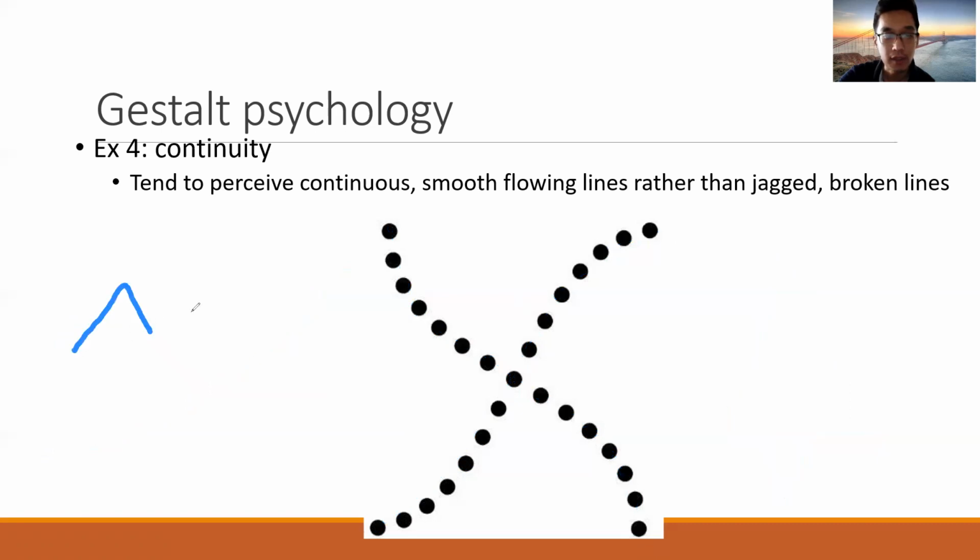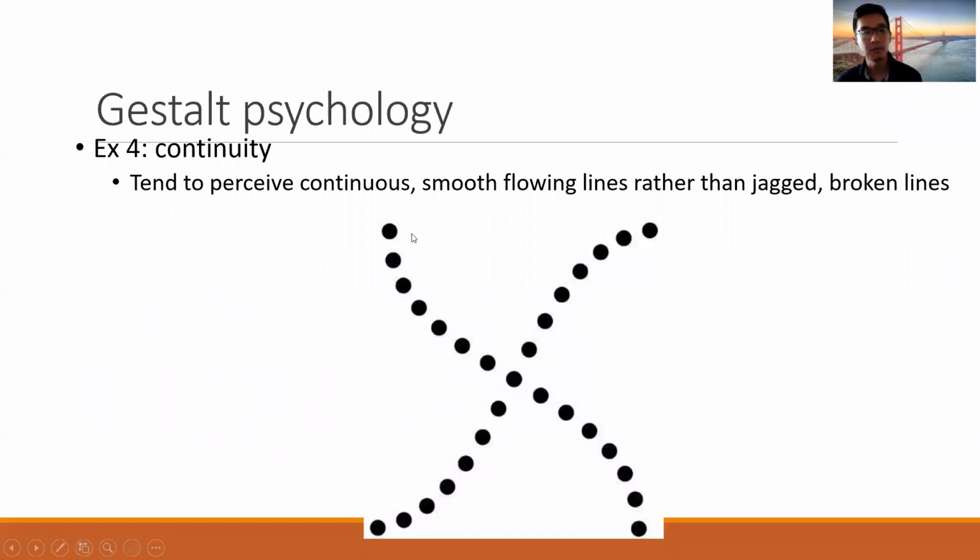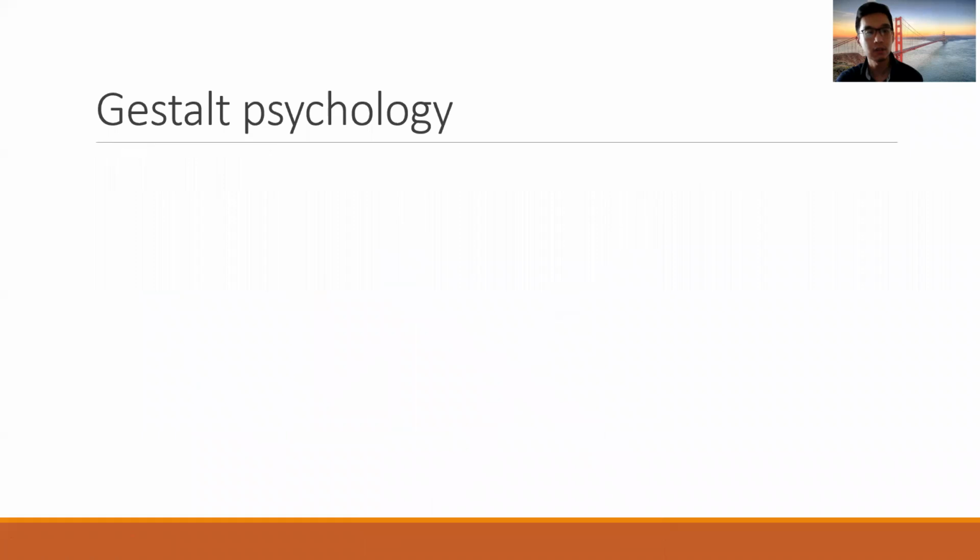If you look at this, it does not look like 1 line. It's like a lot of lines just together because it's broken. It does not flow smoothly. That's the principle of continuity. That's the number 4 principle, continuity.